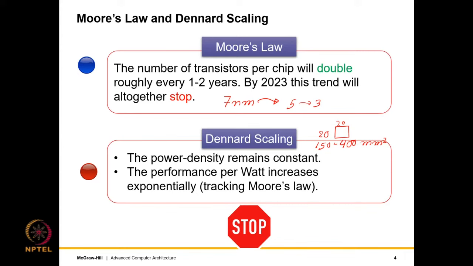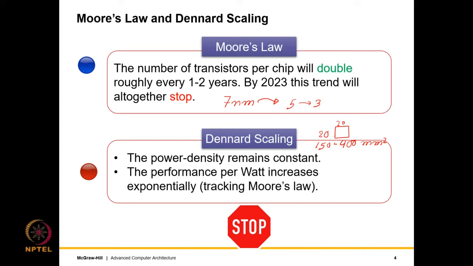So the size will remain the same, mainly for yield reasons. What Dennard had predicted is that the power density will remain the same, which means that the total power dissipated will remain the same. If we combine this with Moore's law, it would also imply that the performance, which increases exponentially, the performance per watt will also increase exponentially, mainly because the number of watts remains more or less constant. It is determined by other factors such as the maximum rate of heat removal from the chip.